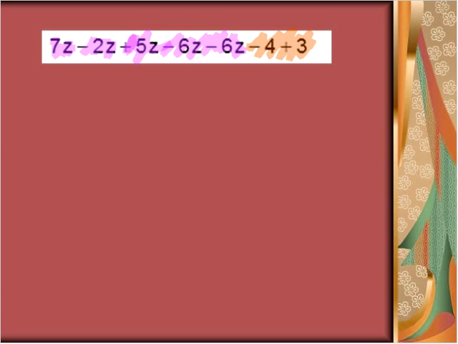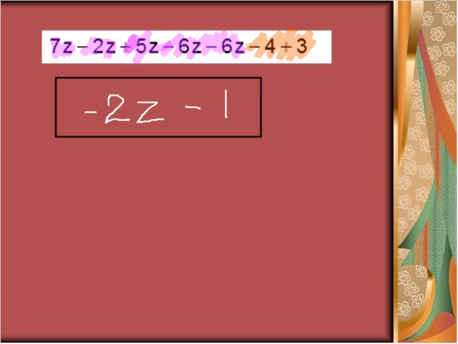Now when I combine them, I'm going to perform the operations of the coefficients in front of those variables. So looking at the z's, I'm going to combine the 7 minus 2 plus 5 minus 6 minus 6. So working left to right, let's see what we get here. 7 minus 2 is 5. 5 plus 5 is 10. 10 minus 6 is 4. 4 minus 6 is negative 2. So I get negative 2z. And then looking at the constants, negative 4 plus 3 is a negative 1. So I get a negative 2z minus 1 for my final answer.